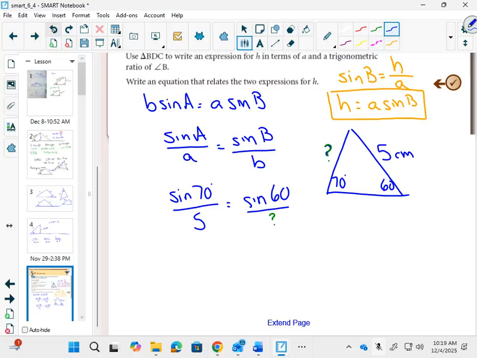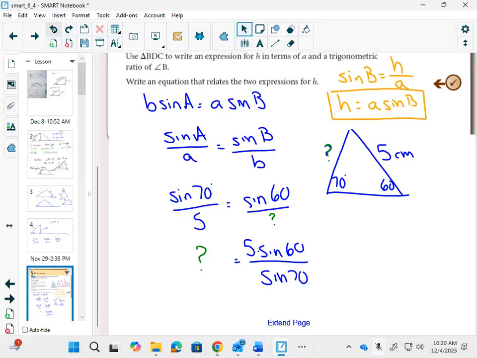Could I do math to get the question mark by itself? Yes. I'll move the question mark up over here, move that sine 70 down over here, keep the sine 60 here, and take the 5 and move it up over. Oh, look at that, I got the question mark by itself. I did a lot of algebra really quickly there. We're going to practice that slower, don't worry. And I can type that into my calculator relatively easily.